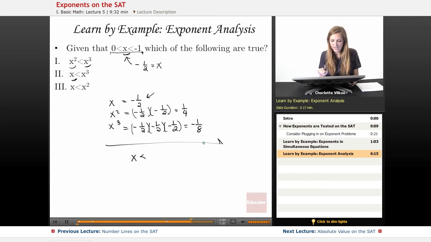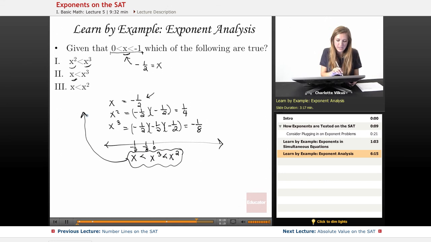If we thought about it on the number line, that would make sense, that I would draw -1/2 further away than -1/8 from 0. So that one's the smallest. Then I have x cubed, and then I have x squared. So here's sort of my relationship here. And now that I've already defined that, this makes this part of the problem really easy.